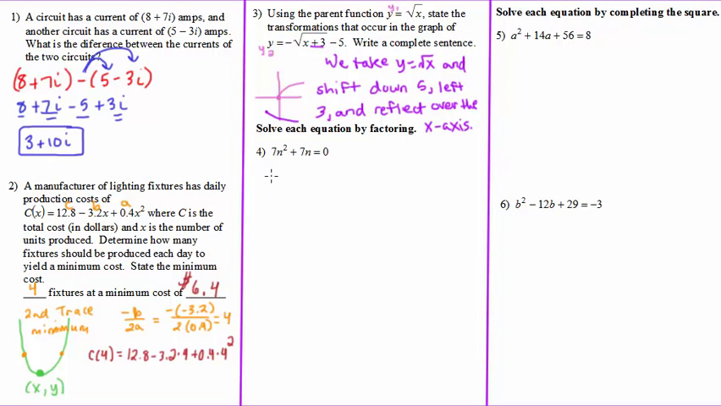Number 4, solve this equation by factoring. So if I want to factor and I have two terms like this, I want to see if there's anything in common that I can take out, which both of these have a 7 in. And so if I take the 7 and the n out of this, I'm still left with an n.